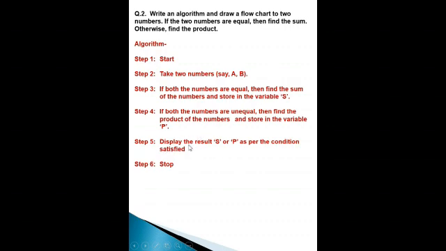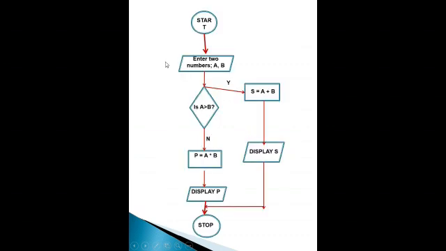Step 5, display the result, sum or product as per the condition satisfied. Then step 6 will be stop. Now this is the algorithm of this question. Now we will draw a flowchart.